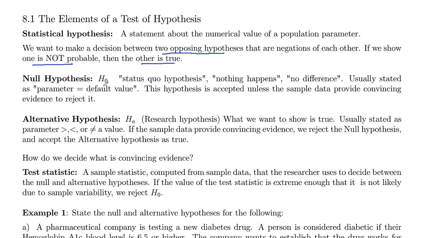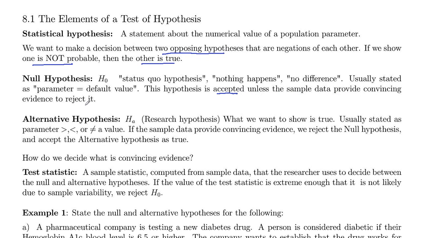So the first of these two opposing hypotheses is called the null hypothesis, denoted H0. This is the status quo hypothesis, the nothing happens, no difference hypothesis, usually stated as parameter equals some default value. This hypothesis is accepted unless the sample data provide convincing evidence to reject it.